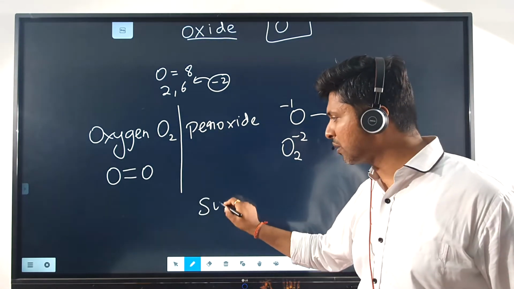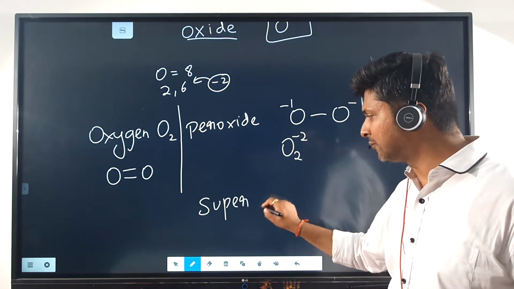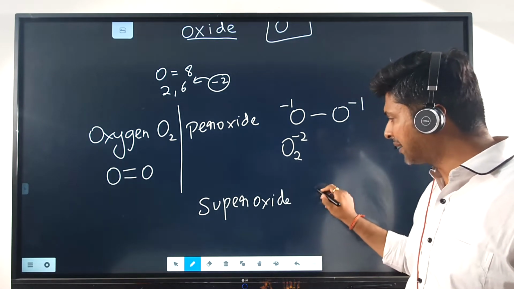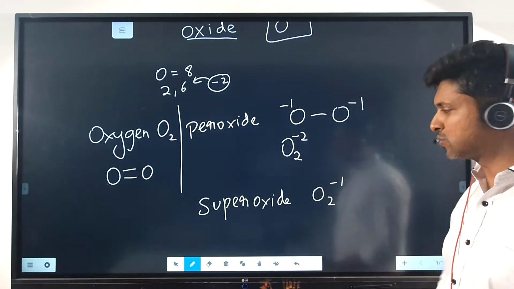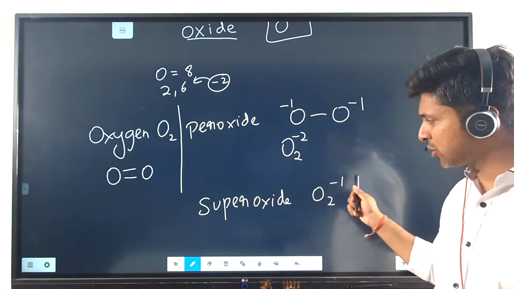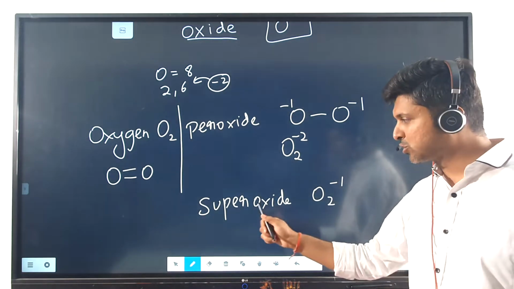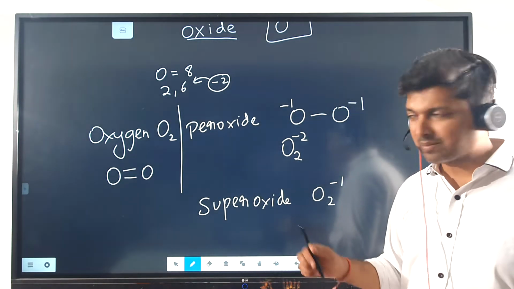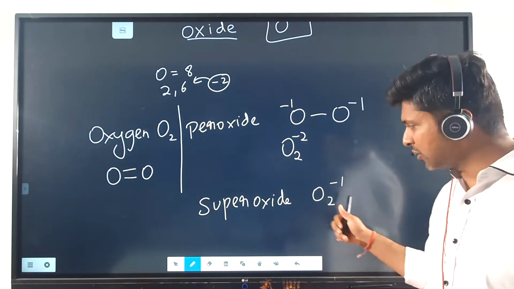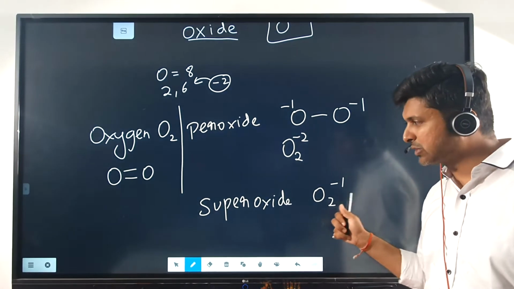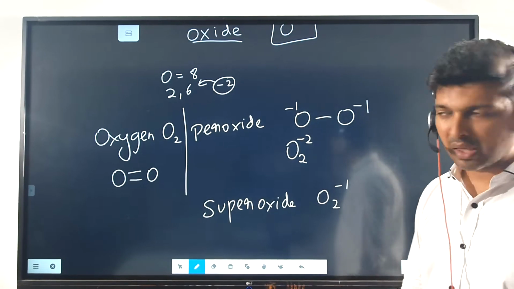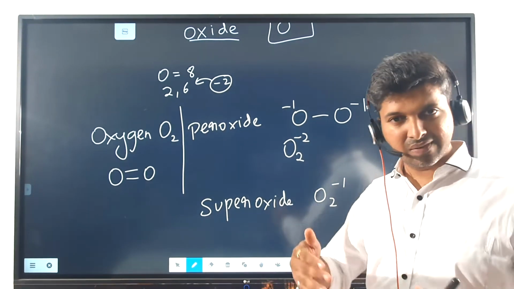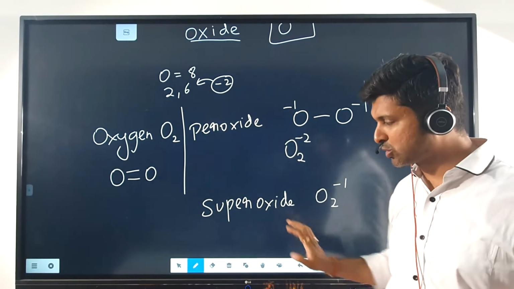Now then what is superoxide? Superoxide is also O2 but not -2, it is -1. O2 raised to the charge of -1. The charge on superoxide is -1. That means one of the oxygens will be stable and the other oxygen is not stable. So O2 -1 is superoxide. The types of oxides we have covered till now are oxide, peroxide, superoxide.